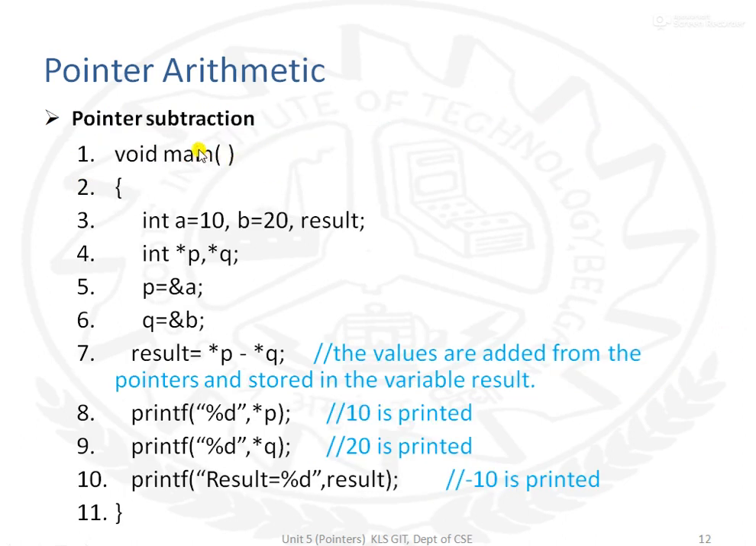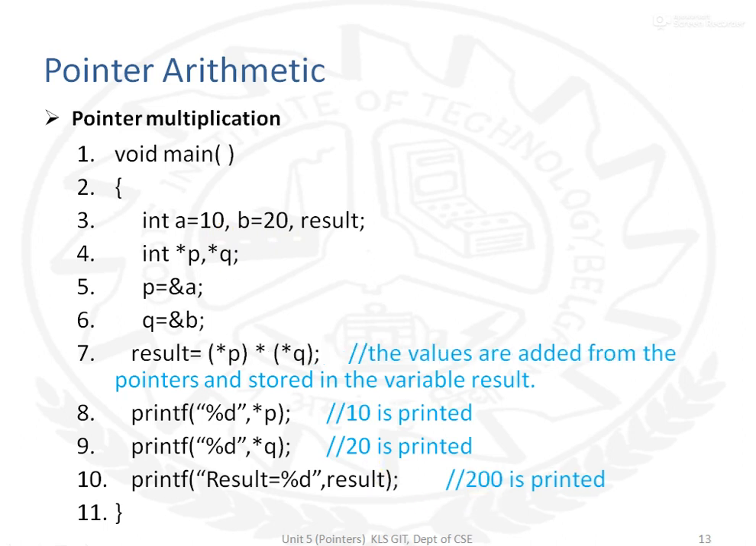Similarly, we have subtraction. The same program, I have just changed the symbol at this location. When I use *p minus *q, it will subtract 20 from 10. So here I will get the result minus 10.